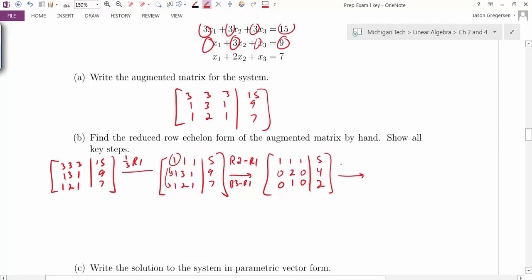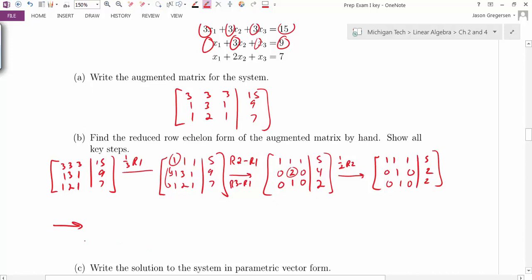Now my next step is to take 1/2 of row 2, so I can put a pivot position of 1 there. Another option would be to switch row 2 and row 3. That also would have been a good option. My first row in either case is going to stay the same. My second row, when I divide it by 2, or multiply by 1/2, I'll get 0, 1, 0, 2. And I have 0, 1, 0, 2 in the bottom row as well.